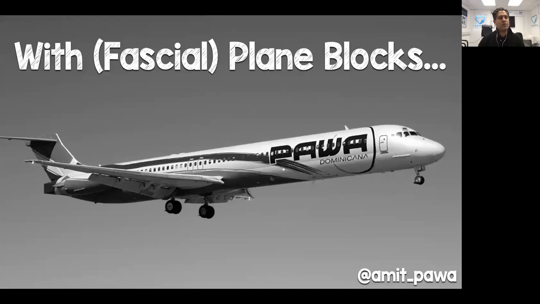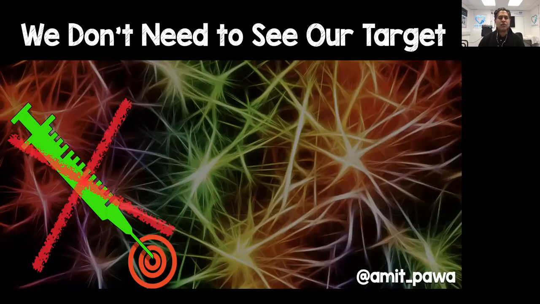So with fascial plane blocks, what's going on? Where are we putting the local anaesthetic and where are we putting the needle? Well, the truth is we don't need to see our target with fascial plane blocks. We put our local anaesthetic and distend a fascial plane, hoping to get our targets, and many of the time those target nerves are not actually visible.